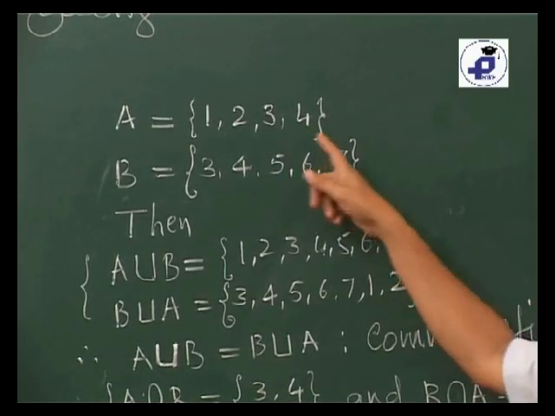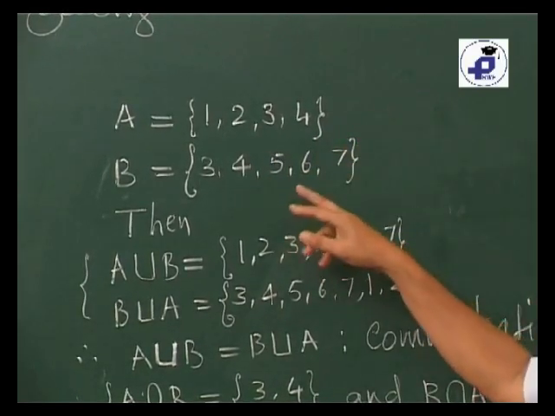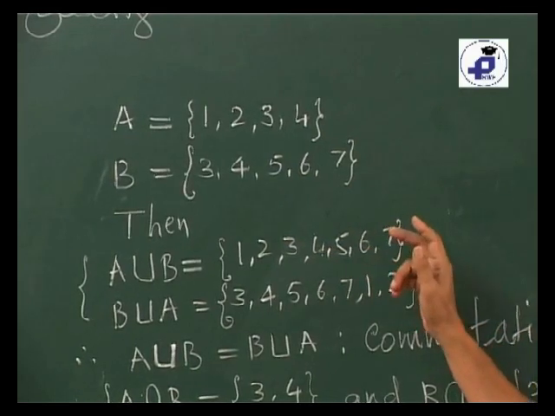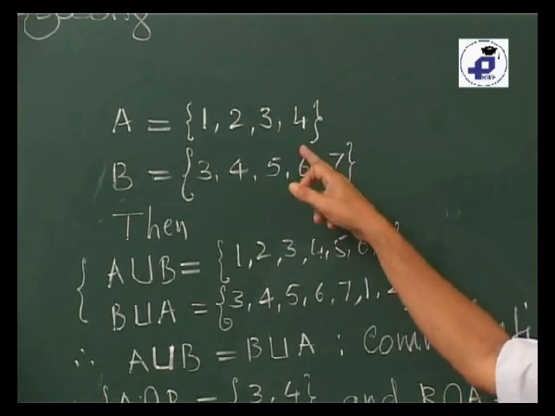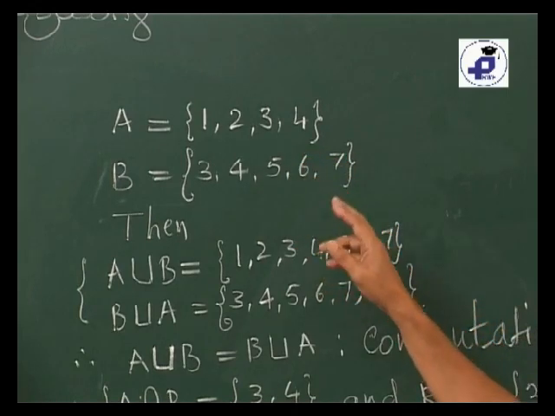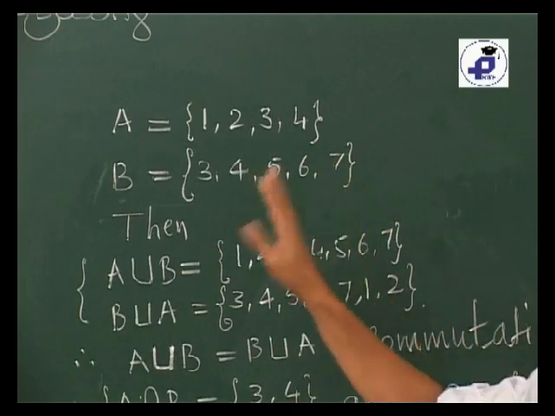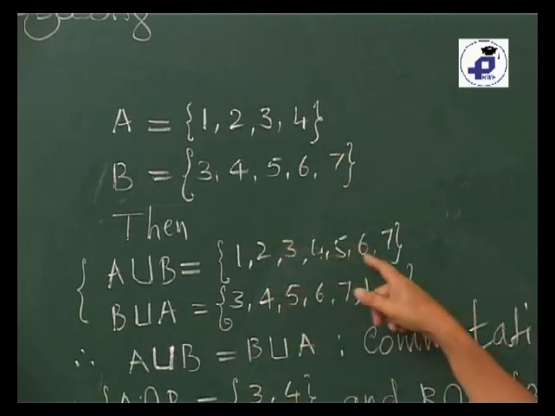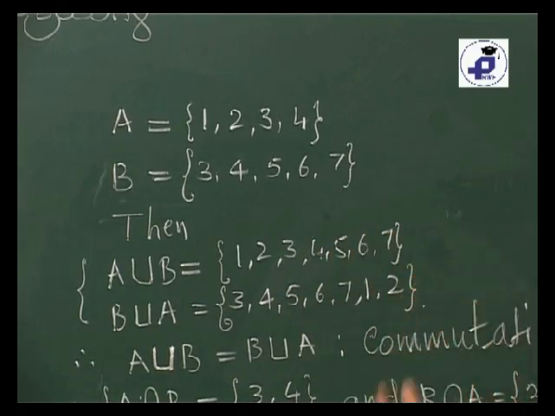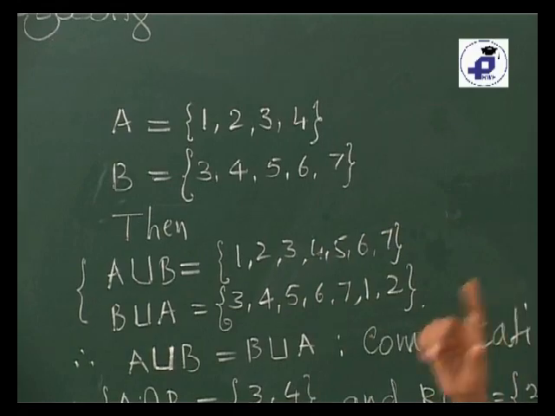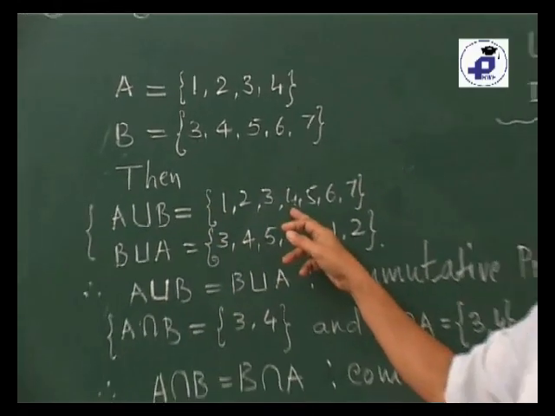A consists of 1, 2, 3, 4, B consists of 3, 4, 5, 6, 7, but there is one caution. 3, 4 is already there with set A. We simply eliminate it and we write those elements which are not in A. They are 5, 6, 7. Therefore, totally we have 1, 2, 3, 4, 5, 6, 7. This is an indication to show that we have performed one operation, that is called union.